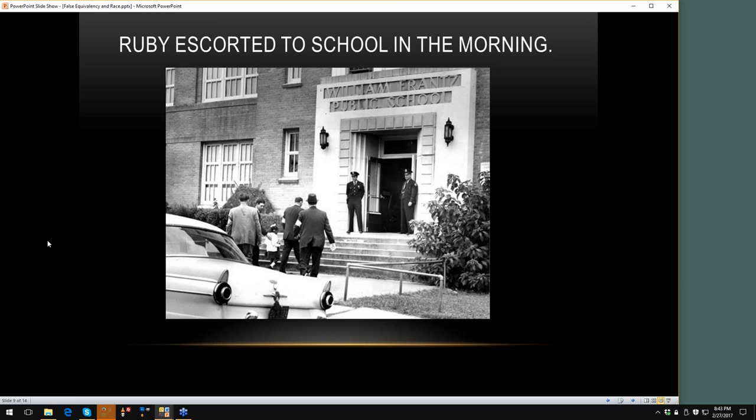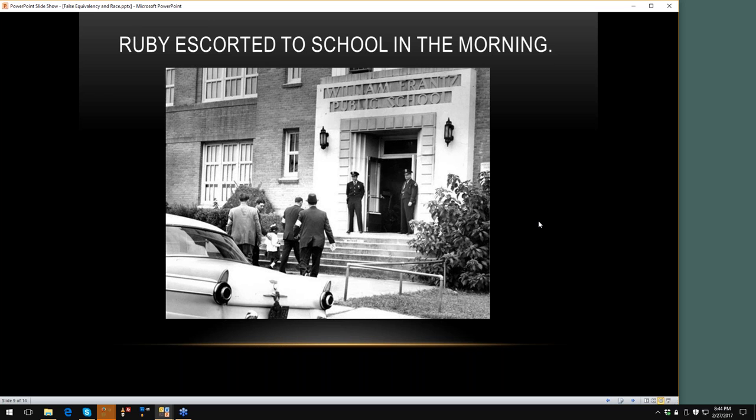So here's a picture. This is of the actual event. This is Ruby being escorted in the morning to school. Here are four of the U.S. Deputy Marshals escorting her in. There's local police, New Orleans police, also outside. You can't see, they had the area cordoned off with barricades, so the protesters are off onto the sides.